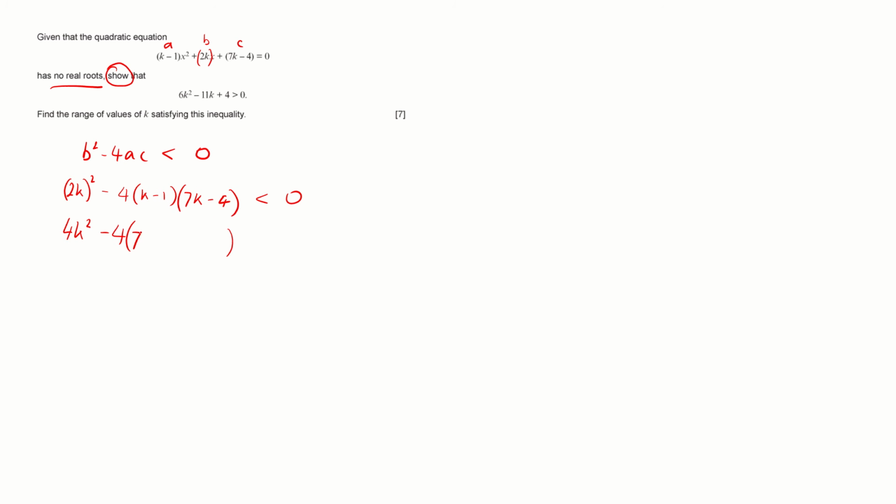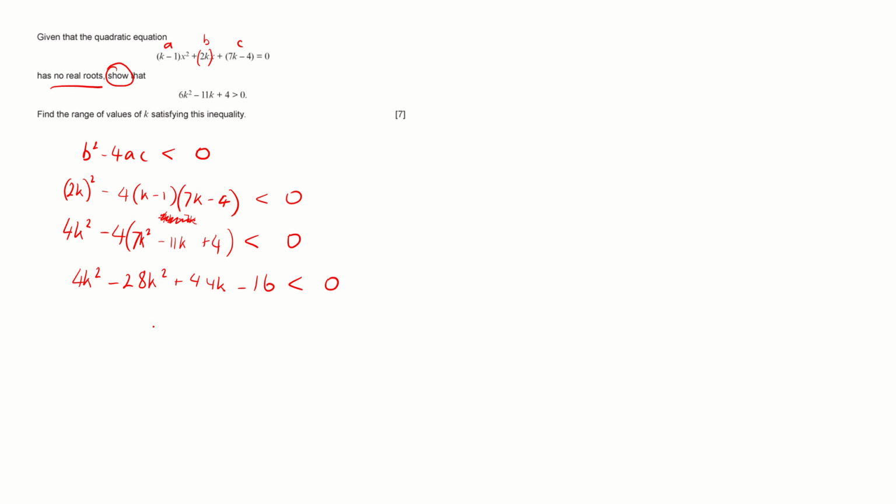k times 7k, 7k squared. Minus 1, k times minus 4 is minus 4k. Let's write that up there. Minus 4k. And minus 1 times 7k is minus 7k. And then minus 1 times minus 4 is a positive 4. These two will simplify to give you minus 11k in the middle. So just get rid of that now. Is less than 0. Okay, I'm going to expand that second bracket. So we end up with 4k squared minus 28k squared minus 4 times minus 11 is plus 44k. Minus 4 times 4 is minus 16.